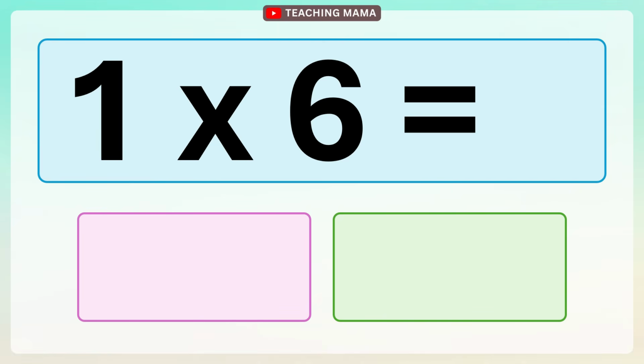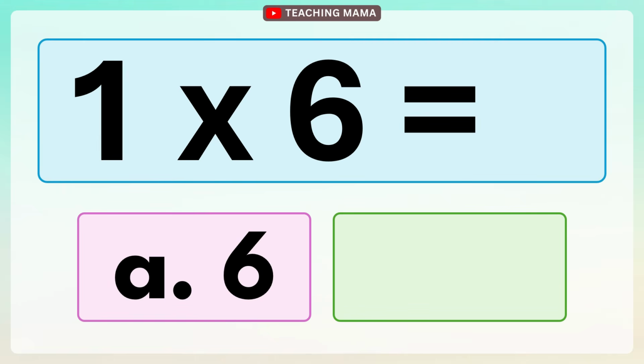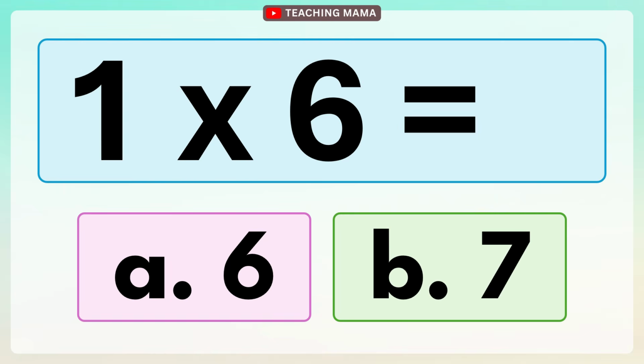1 times 6 equals A. 6, B. 7. What is the answer? A. 6.